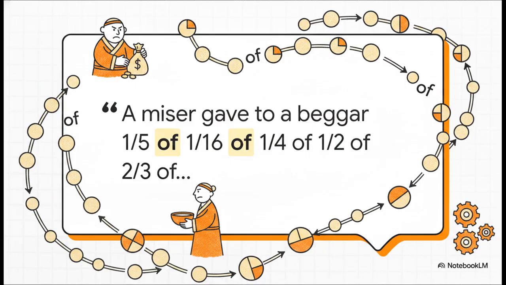And then there's this incredibly dramatic quote from the 12th century book Lilavati by Bhaskaracharya. It shows that understanding fraction multiplication has always been the key to solving really complex real-world riddles. He frames this massive chain of fraction multiplications as a story about a miserly donation to a beggar. Here's a pro tip. When you see the word of in math, like 1/5 of 1/16, it is a massive glowing clue to multiply. These ancient scholars were teaching us that fractions are exactly how we describe the intricate sharing and dividing of resources in the real world.